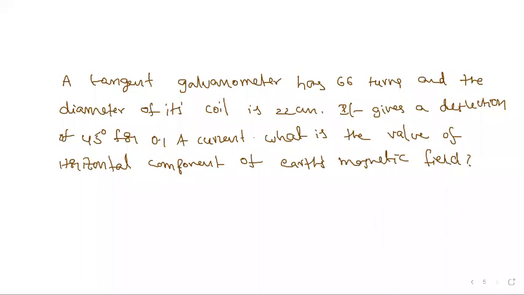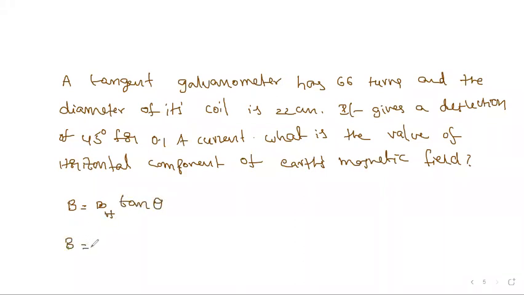A tangent galvanometer has 66 turns and the diameter of its coil is 22 centimeters. It gives a deflection of 45 degrees for 0.1 ampere current. What is the value of the horizontal component of Earth's magnetic field? So in general, the formula for the total or resultant magnetic field in case of a tangent galvanometer is B equal to BH tan theta.